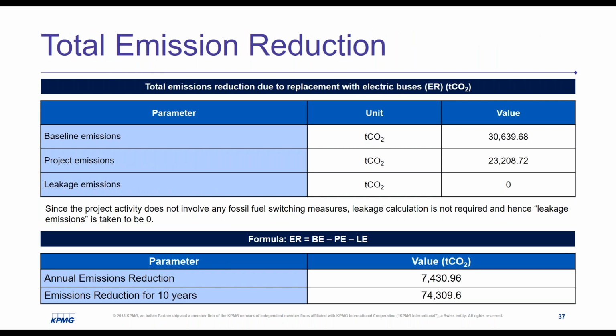Here we have the total emission reductions, which is the baseline emissions minus the project emissions, which are, as you see, around 7,500 tons of CO2 per year, translating to around 75,000 for the 10-year period. Let's go on to the next slide, please.